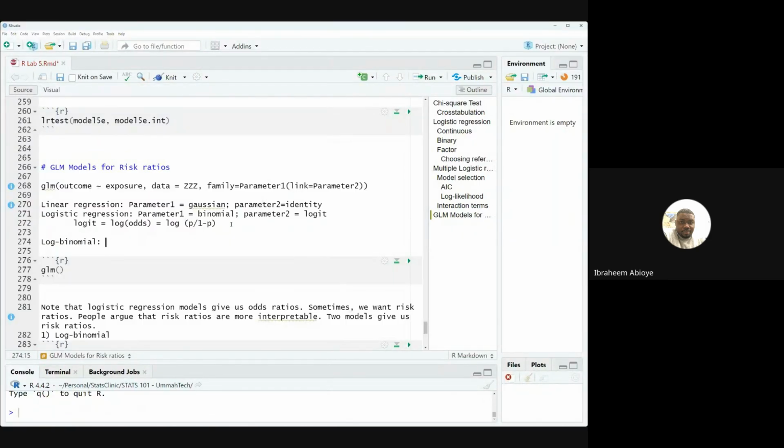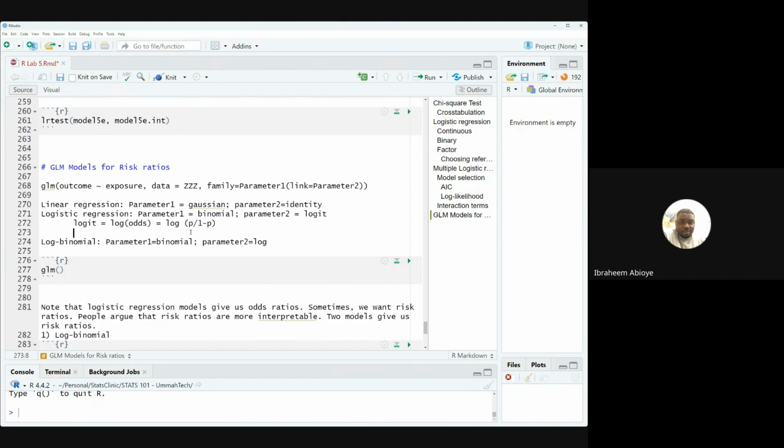Okay, the log binomial. And the log binomial is actually a model where instead of the logarithm of the odds, we're taking the logarithm of the outcome itself. Okay, so we're taking the logarithm of the outcome itself. So the parameter in this case, parameter 1 is also binomial, but parameter 2 is the log. Okay, parameter 1 is binomial, parameter 2 is the log.